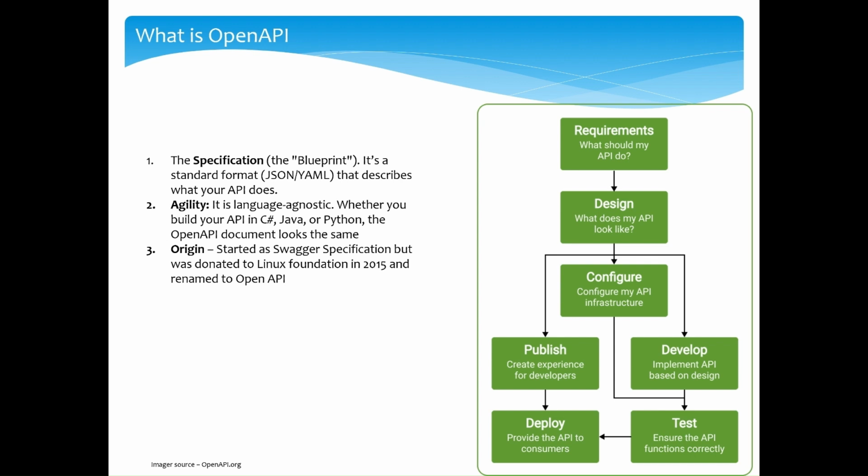Historically, this started as the Swagger specification. However, in 2015, it was donated to the Linux Foundation and officially renamed OpenAPI. As you can see in the diagram, having this blueprint drives the entire lifecycle, from initial requirements and design straight through developing, testing, deploying, and finally publishing the API for consumers to use.